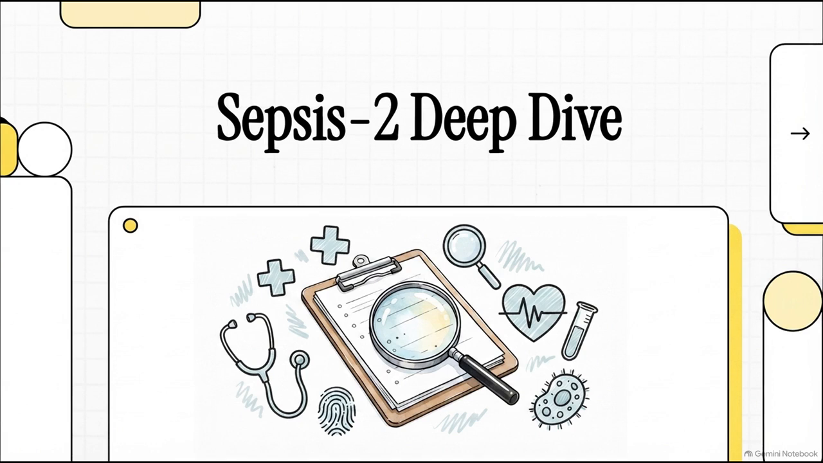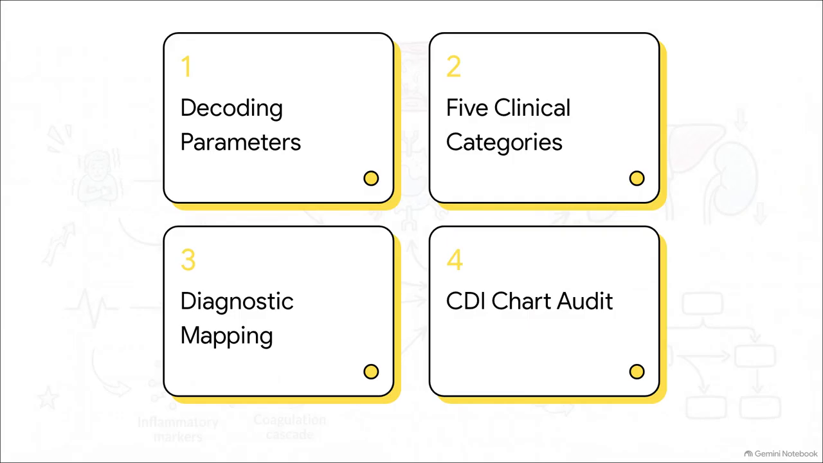So in this explainer, we're going to break down the exact clinical parameters and the diagnostic mapping criteria that you absolutely need to master. Okay, let's look at our agenda for today. First, we're decoding Sepsis-2 parameters. Second, we'll look at the 5 clinical categories. Third, we map the diagnostic hierarchy. And finally, number 4, we'll cover real-world CDI chart audit takeaways.